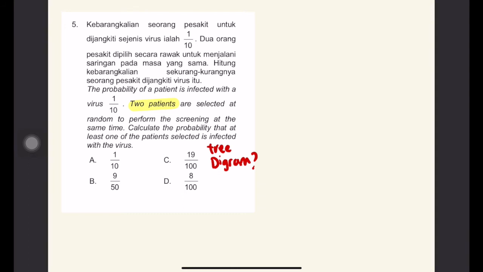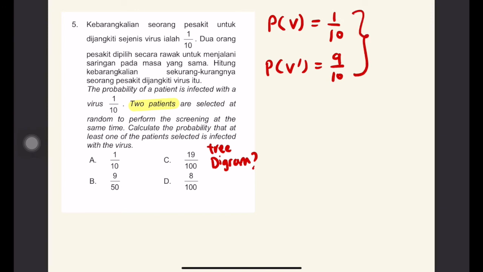Don't forget, before that we take out the probabilities first. So the probability of getting a virus is 1 over 10. The probability of not getting a virus is 9 over 10. How do I know 9 over 10? Because the highest probability is 1. So 1 minus 1 over 10 is 9 over 10, because we know if we combine these two events, it equals 1.